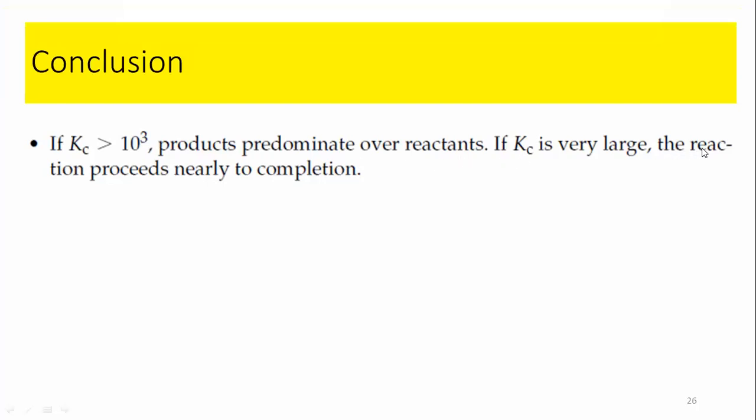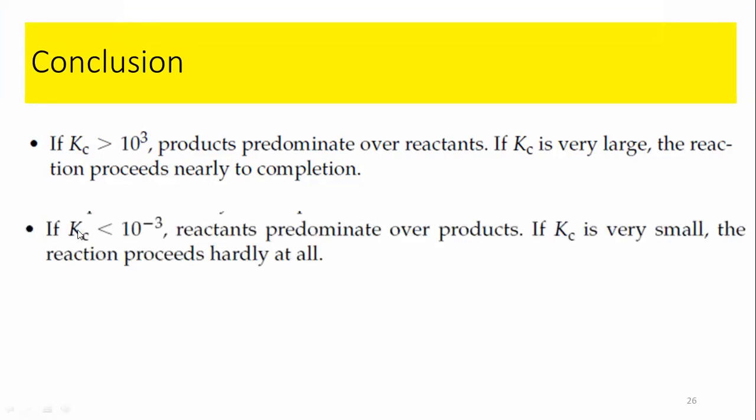And if it is very large, then the reaction is nearly to completion. So you have the value. If the values are given, that means now you can easily judge what would be the condition of the equilibrium constant. The second is if the Kc is less than 10^-3, and then it should be reversed to this one.